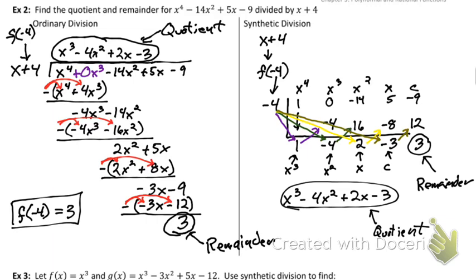Remainder, quotient, done. That's the one hard thing about synthetic division. You do have to write your answer out. For long division, it's already done for you. Synthetic, just make sure you finish it off. All right, 2 more problems, and then we're done.